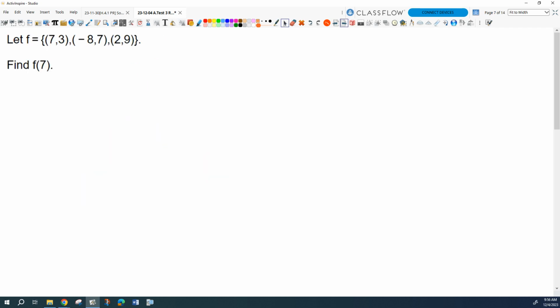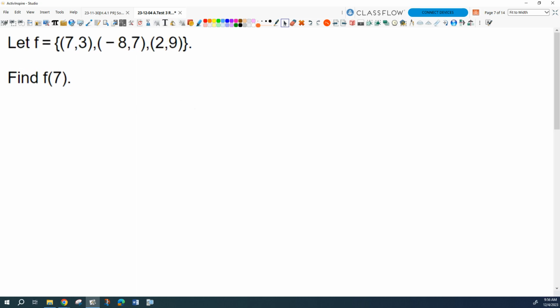Okay, how about this one? Given this function, or this relation, I guess we don't even know if it's a function, but given this relation f, what is f of 7? So in this statement, what's the input number? 7, right? So we're inputting 7.